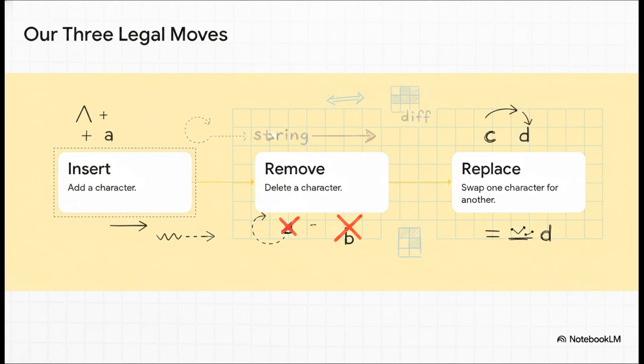Now, to find this shortest path, we have to play by a very specific set of rules. We're only allowed to make 3 types of moves, okay? We can insert a character, we can remove a character, or we can replace one character with another. That's it. Every single change has to be one of these 3.